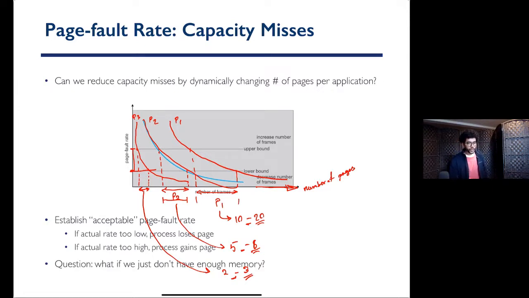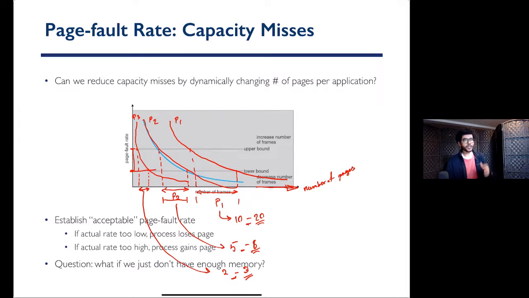Now, this is just theoretical, obviously, because we're looking at this graph and we're assuming that I have these curves. In reality, when you start running your application, you don't have these curves, right? You don't know what the curve is. So what can you do in practice if you don't have these curves? What you could do is, let's say you don't have the curve.